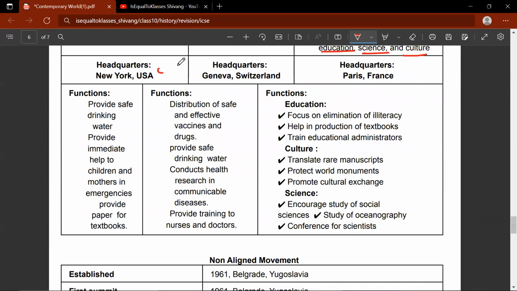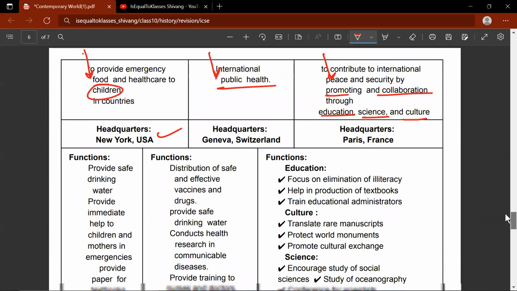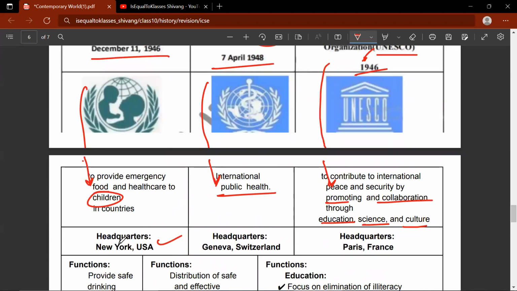Headquarters, New York, USA. UNICEF is headquartered in New York. WHO is headquartered in Geneva, Switzerland. And UNESCO is headquartered in Paris, France. Let's move on.